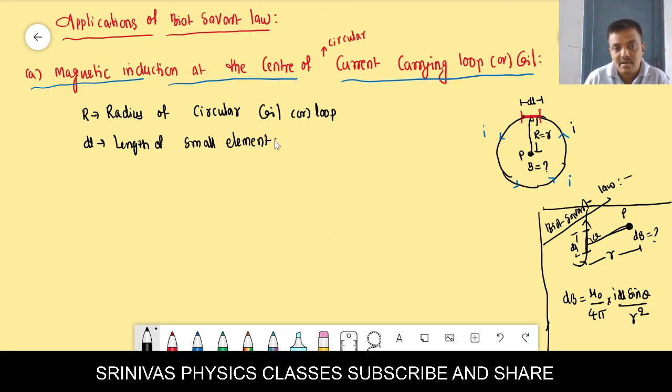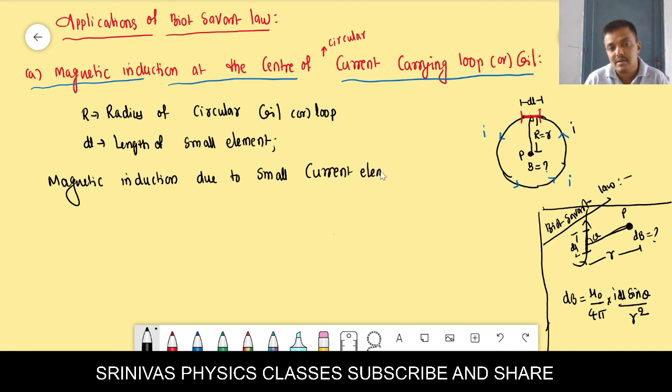What is theta in the figure? Theta is the angle between dl and r, right? From the figure we write dl perpendicular to r, is it right? According to the Biot-Savart law, the magnetic induction due to the small current element dl. What is the formula for the magnetic induction?